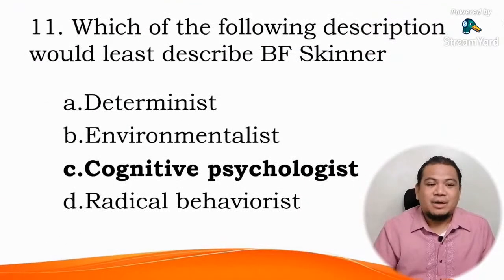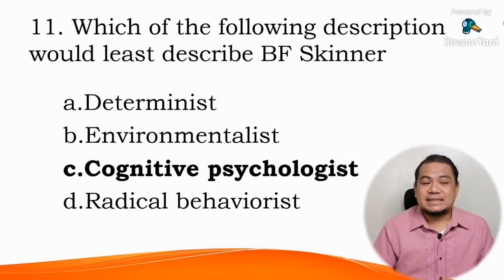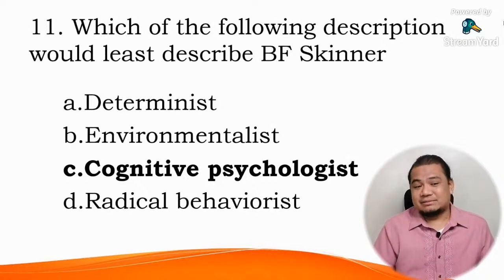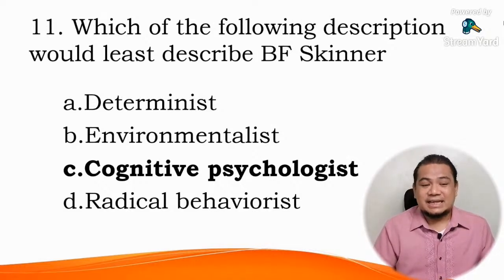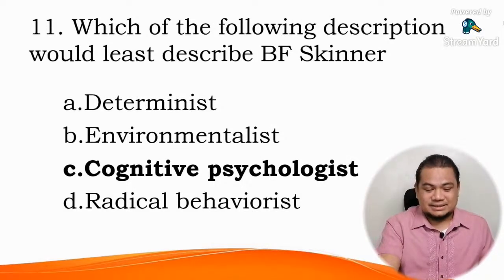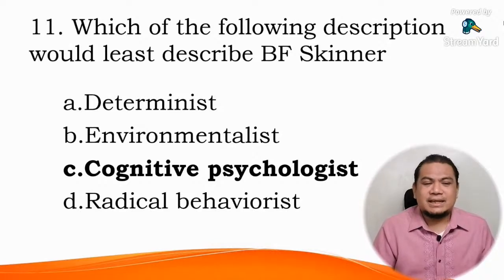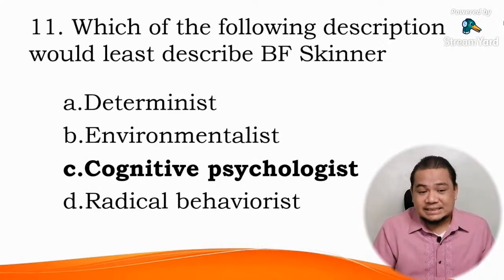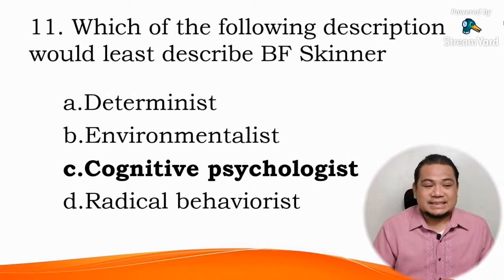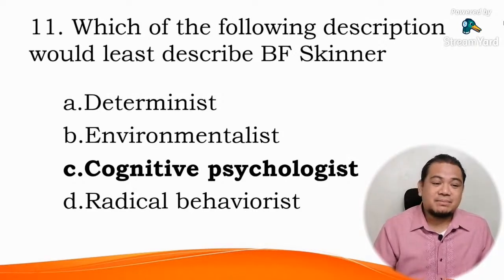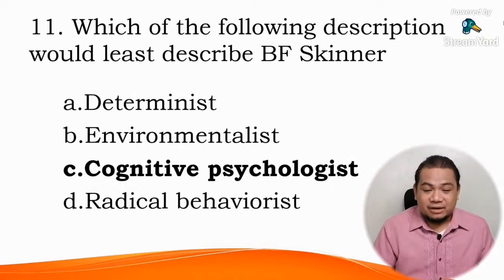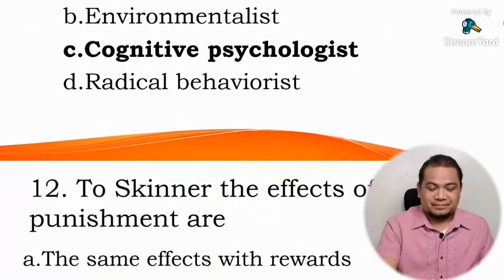Number 11, which of the following descriptions would least describe B.F. Skinner? Is it A, determinist? No. The answer is letter C, cognitive psychologist. Skinner can rightfully be regarded as a determinist and environmentalist. Skinner's strict adherence to observable behavior earned his approach the label radical behaviorism, a doctrine that avoids all hypothetical constructs such as ego, traits, drives, needs, hunger, and so forth.